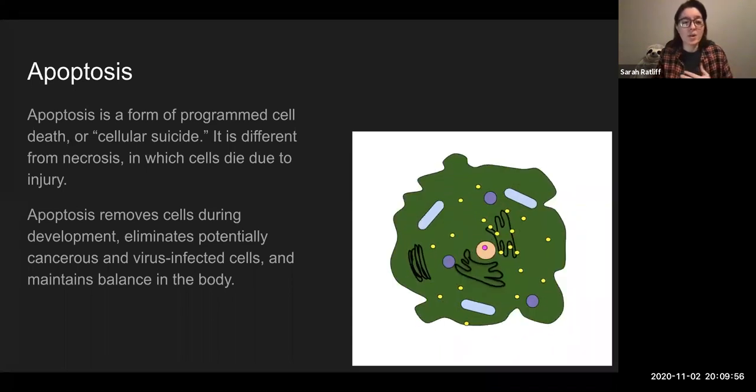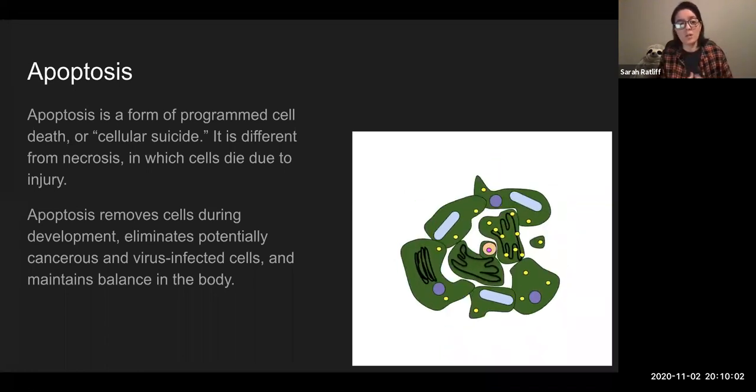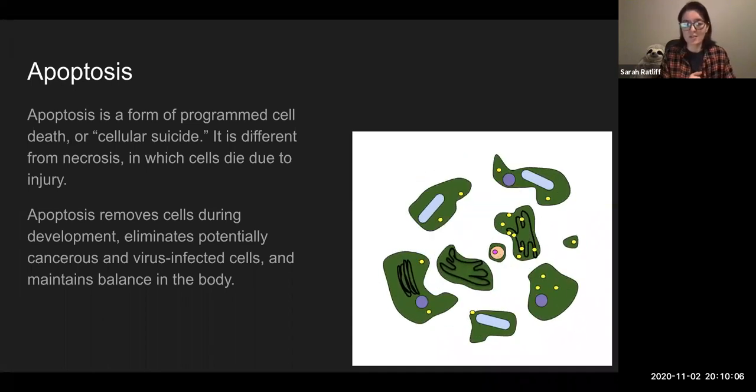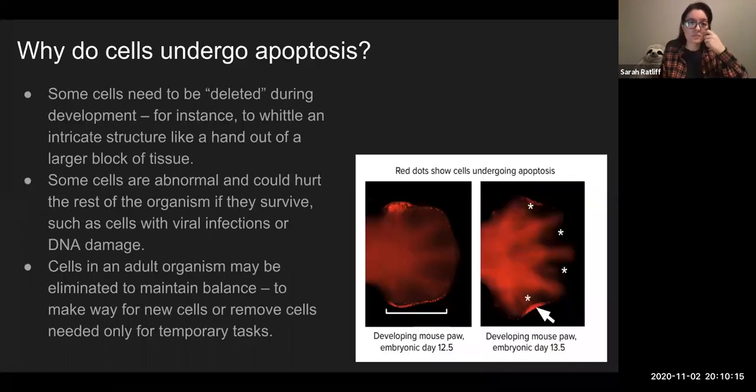And apoptosis can do things like remove cells during development. So as we're growing inside of a womb, it can eliminate potentially dangerously infected cells. Could be cancerous, could be viruses, could be anything that is bad. And it also maintains balance in the body. So why would cells undergo this apoptosis? Some cells need to be deleted, in a sense.